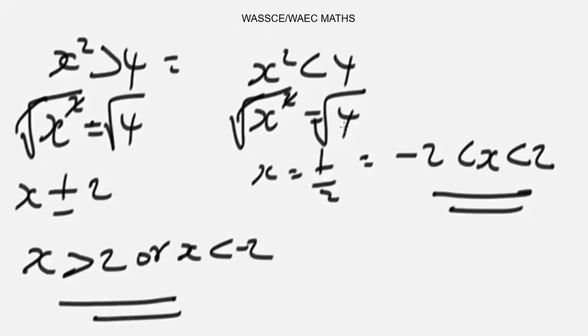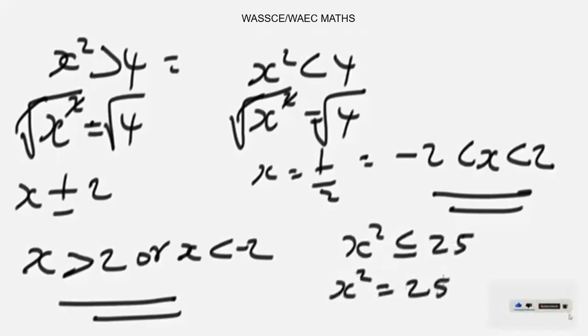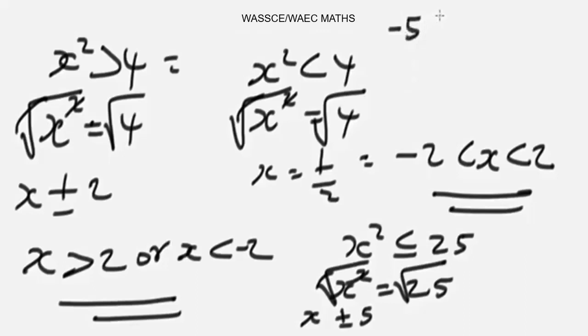Let's look at a further example. Let's say if you have this kind of problem, x squared is less than or equal to 25. This is the same as x squared equals 25. So you square both sides, so we have x to be plus or minus 5. Okay, since this is a less than or equal to sign, we're going to start with a negative number. So we have minus 5 is less than or equal to x is less than or equal to 5. Okay, so this is how you represent it. It's as simple as that.